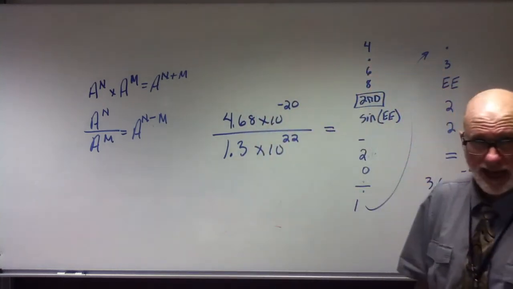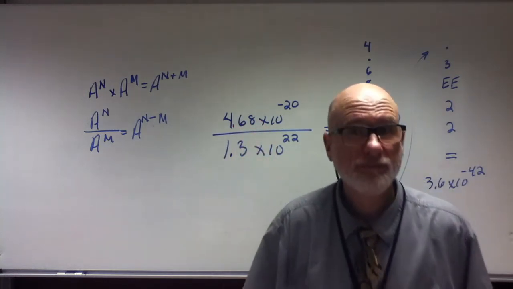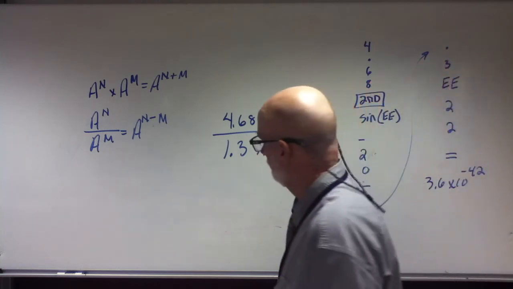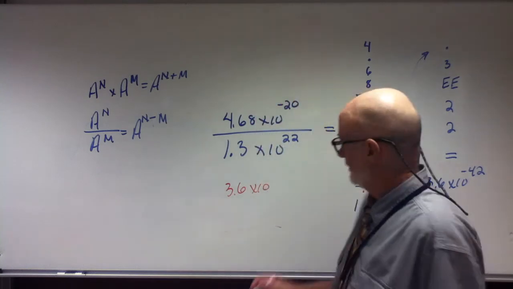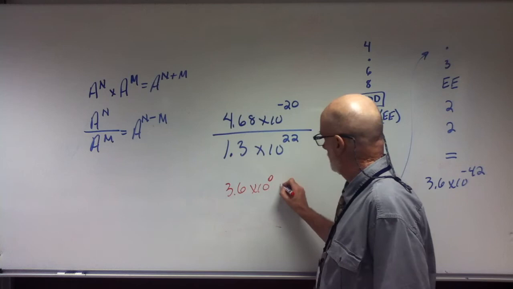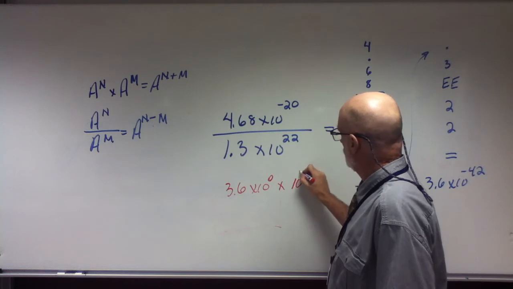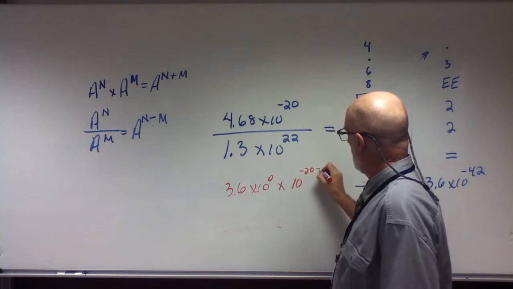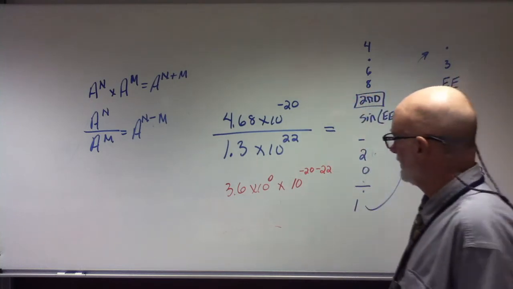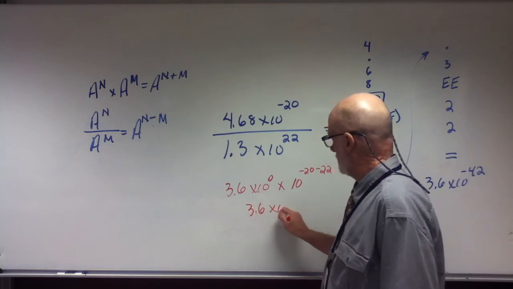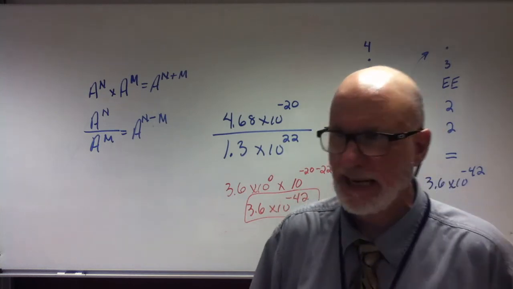Or you could say, well, what's 4.68 divided by 1.3? 3.6 times 10 to the 0, right? I mean, you can think mentally. This is going to be times 10 to the negative 20 minus 22, isn't it? So that's going to be 3.6 times 10 to the negative 42. You see that? How easy that is?